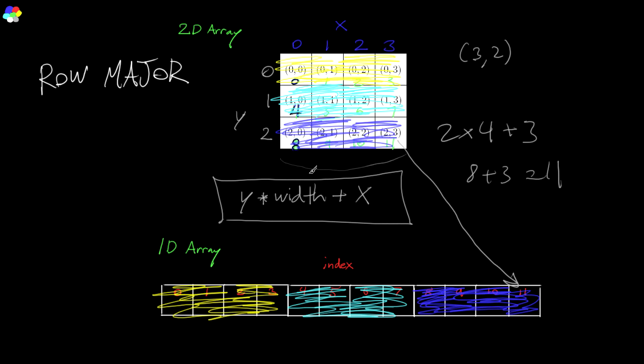And this system of laying out the rows in a 2D array, one after another in a 1D array, is called row major mapping. So we're mapping the rows one by one into the 1D array. And it's the most common mapping that you're going to run into. There's also column major, but it's not as important.